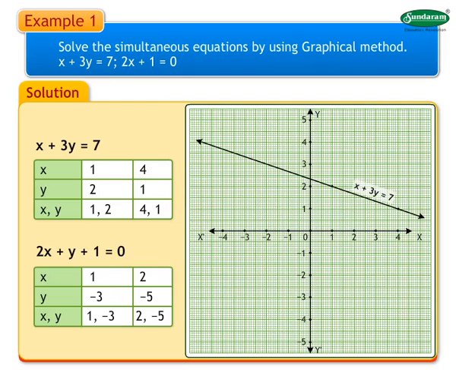Similarly, plot the points (1, minus 3) and (2, minus 5). Join them to get the graph of the line 2x plus y plus 1 is equal to 0. The lines of the two given simultaneous equations intersect each other at (minus 2, 3). Therefore, the solution of the given simultaneous equations is (minus 2, 3).